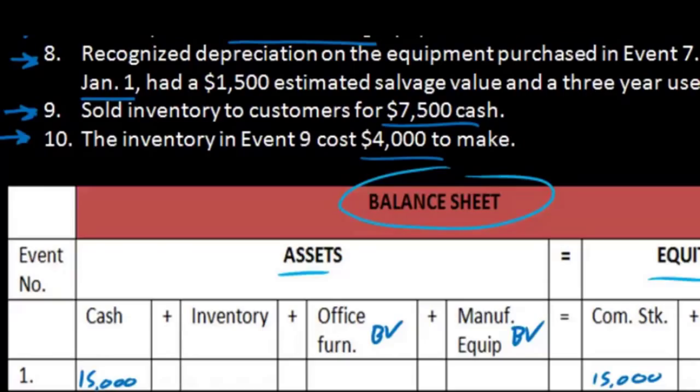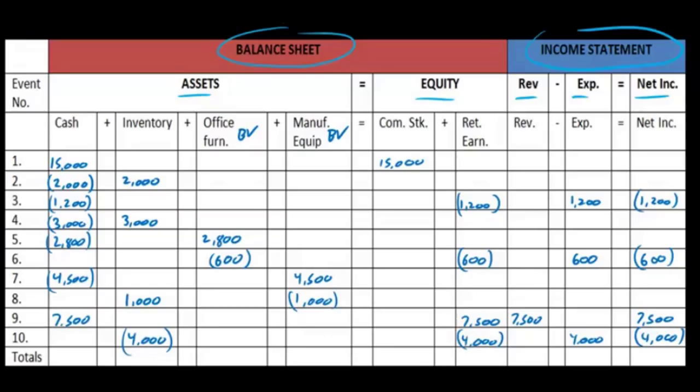And then our last event, event 10, says that the inventory sold in event 9 cost 4,000 to make, so the cost of goods sold was 4,000. So let's record that. We're going to take 4,000 out of the inventory account, and that will be our expense on our income statement. And expense decreases net income, and when closed out, decreases retained earnings. So notice this event 10 right here. This is when product costs are expensed: when the inventory is sold.